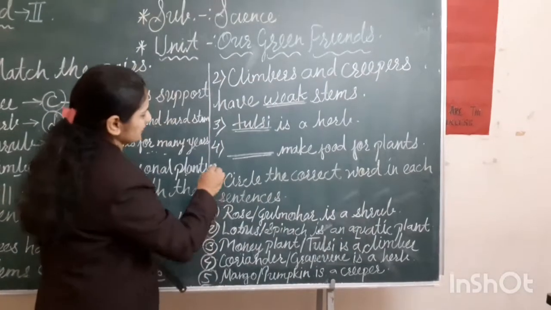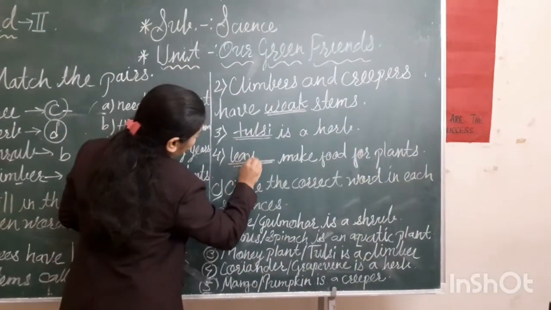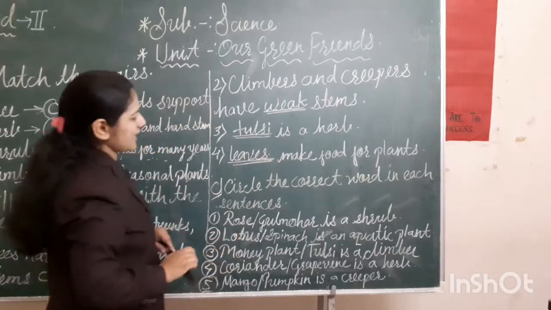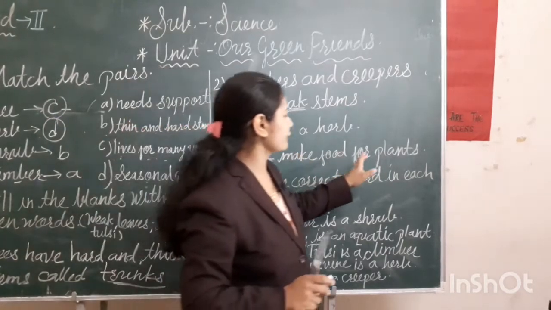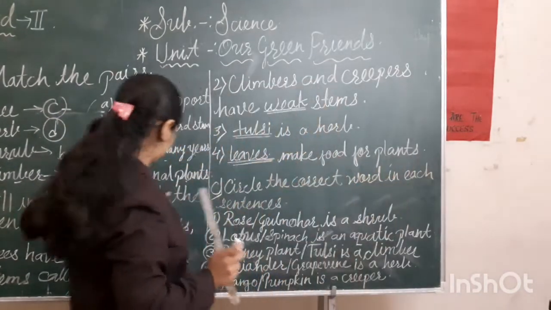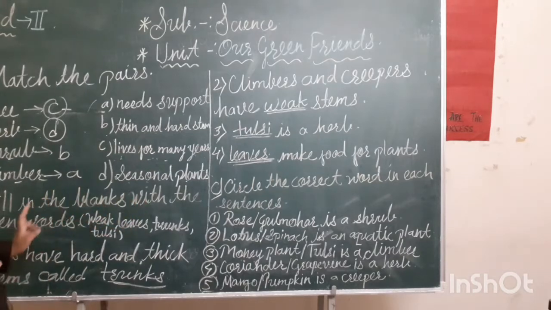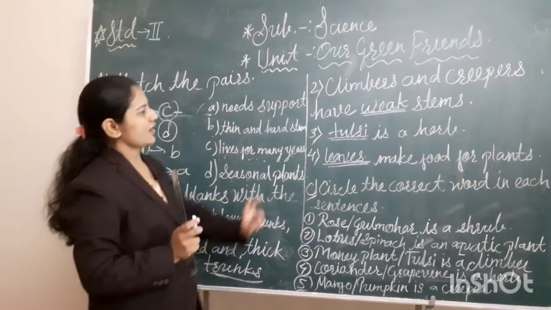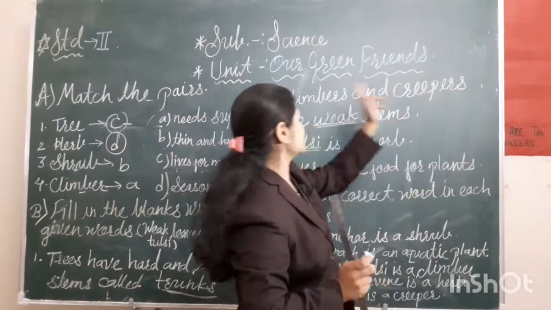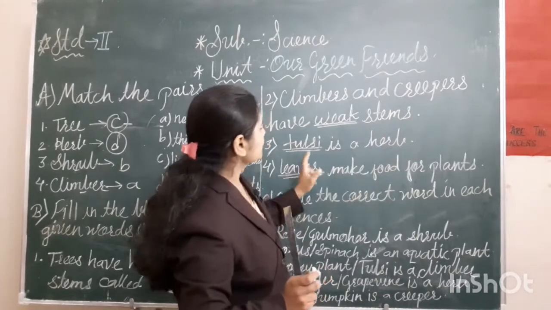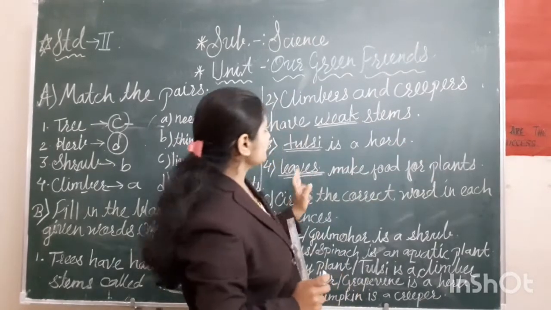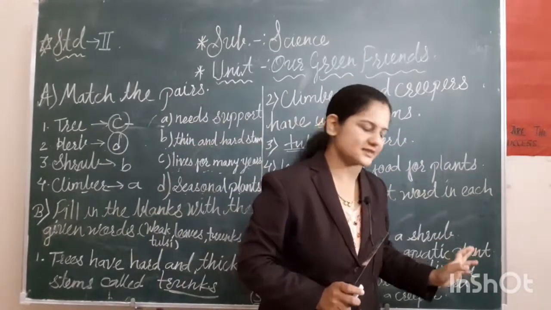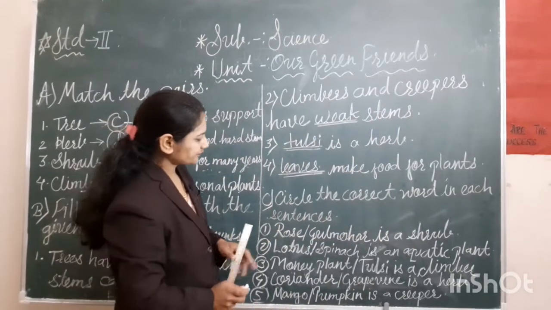So students, leaves make the food for the plants. Fill in the blanks with the given words. Trees have hard and thick stems called the trunks. Next, climbers and creepers have weak stems. Tulsi is a herb. Leaves make food for the plants. Let's move towards question C.